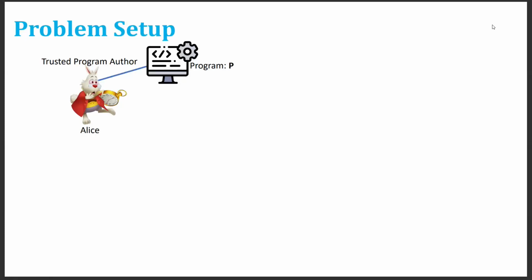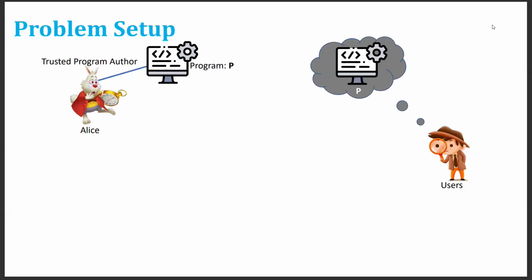Let's start with the problem setup. Let's say we have Alice, a trusted program author who has written some program P. Alice wants users over the internet and around the world to be able to compute things using this program P. However, Alice does not wish to publish this program P to everybody.